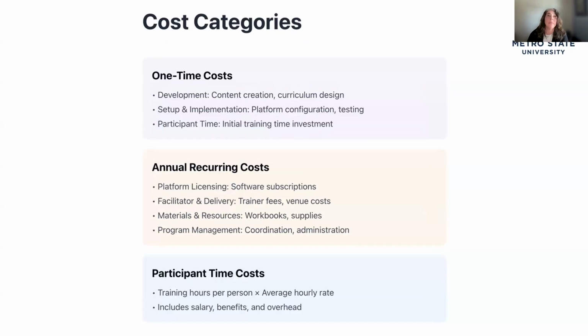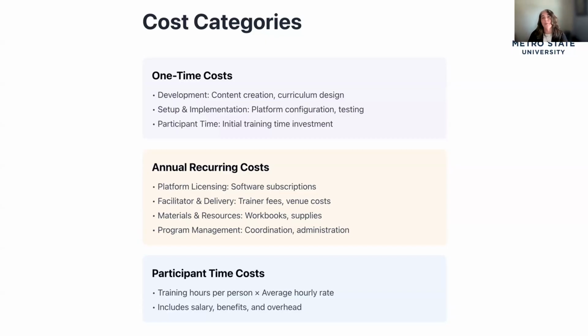There's another topic that I think is important, and that's the categories of costs. As you all know, there are one-time costs when you develop a learning program, and that's the actual development. Maybe there's some setup and implementation that you need, like platform configuration or testing. And then there's the time that people are using to build the program, that initial training investment. Those costs are really important and must be included.